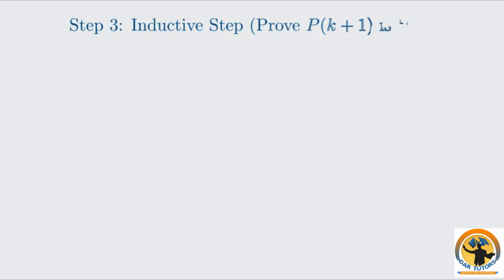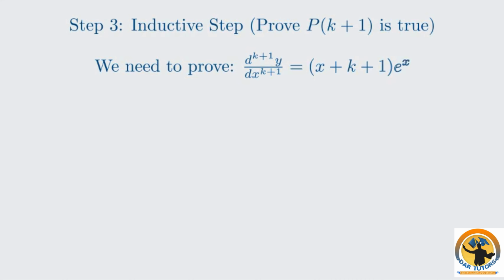Step 3, the inductive step. We must now prove that the statement is true for n equals k plus 1. Our goal is to show that the (k plus 1)th derivative is the quantity x plus k plus 1 times e to the x. We know that the (k plus 1)th derivative is simply the derivative of the kth derivative. So the left-hand side, the (k plus 1)th derivative, is equal to the derivative with respect to x of the kth derivative. Now, we can substitute our inductive hypothesis into this expression.